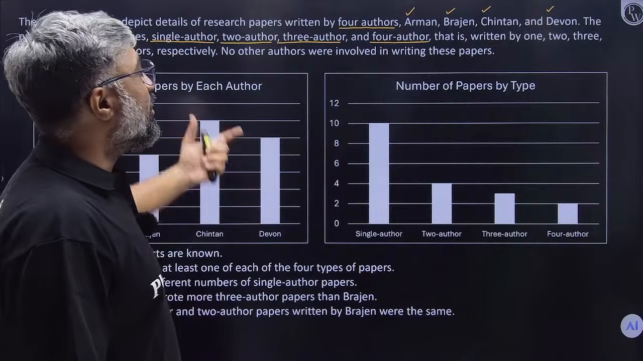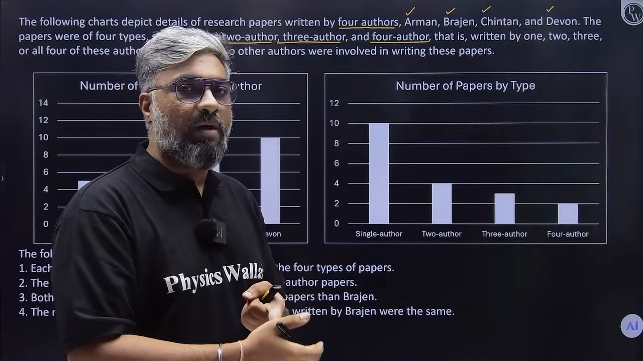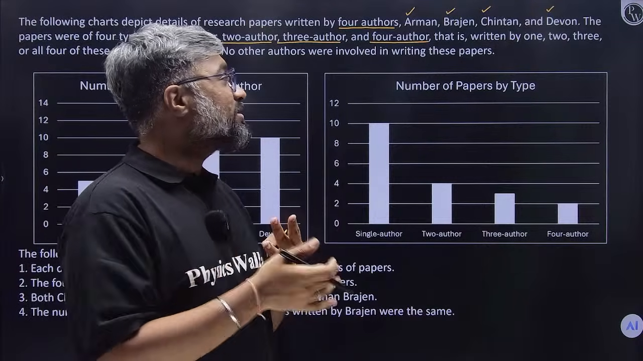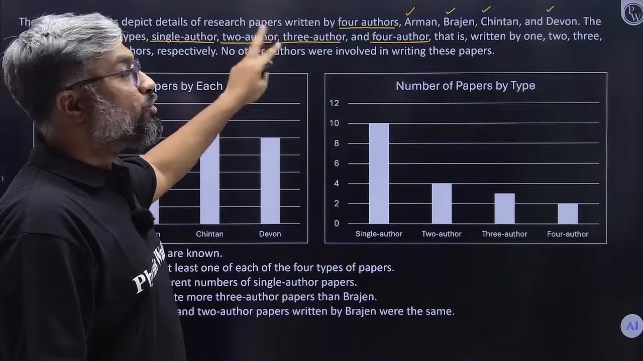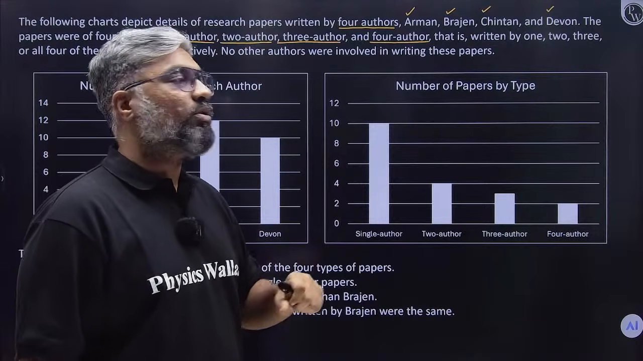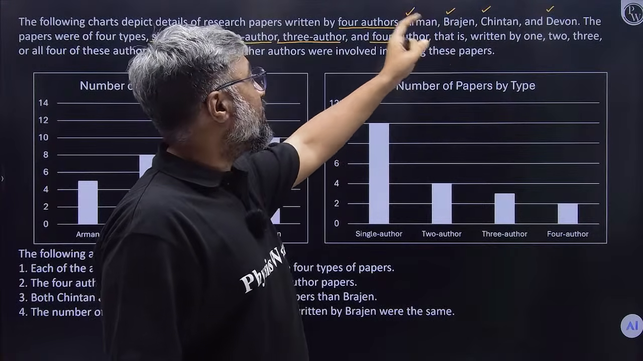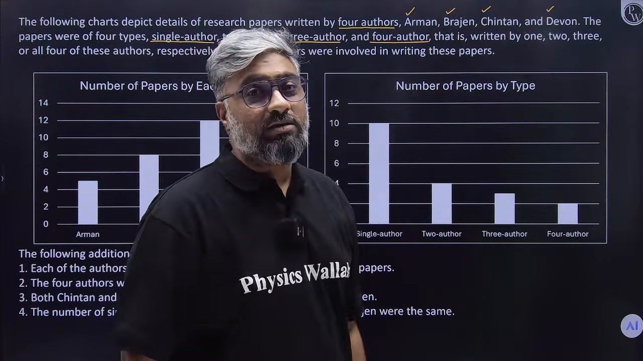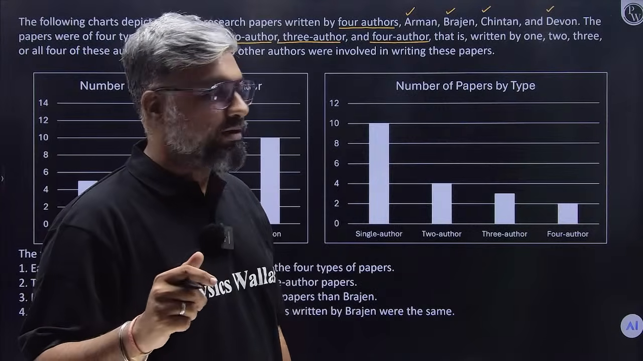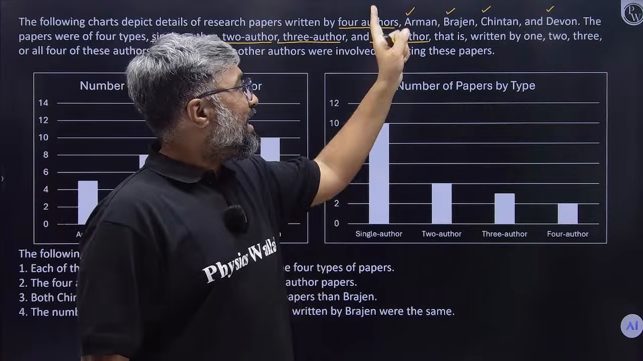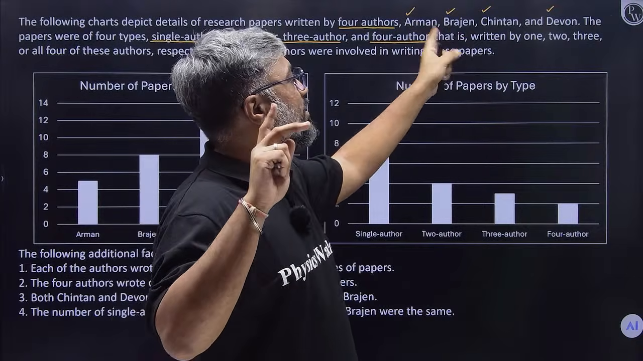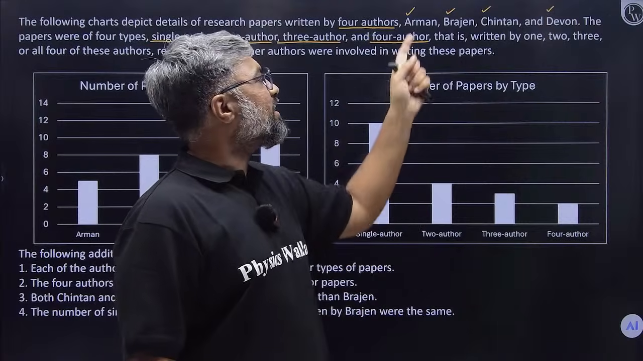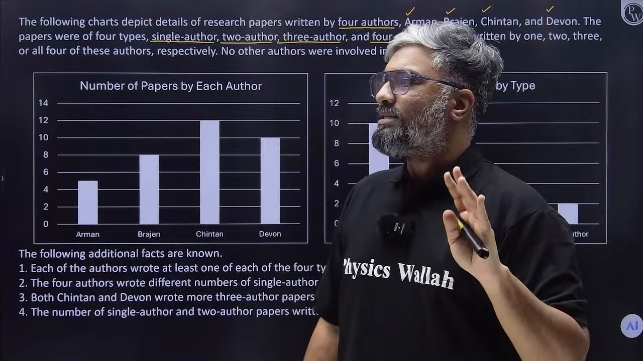The single author basically means what? Papers written only by Arman, papers written only by Brahan, papers written only by Chintan, and papers written only by Devon, right? What about 2 authors? 2 authors would be combination of those, right? Arman and Brahan, Arman and Chintan, Arman and Devon, B and C, B and D, C and D. So you would get basically 6 combinations of that. What about 3 authors? A, B and C, A, B and D, B, C and D, A, C and D. 4 combinations. And what about 4 authors? Basically all the 4 people. A, B, C and D.